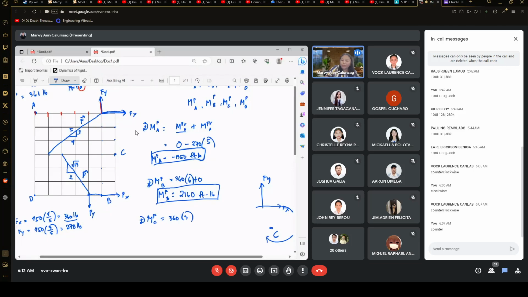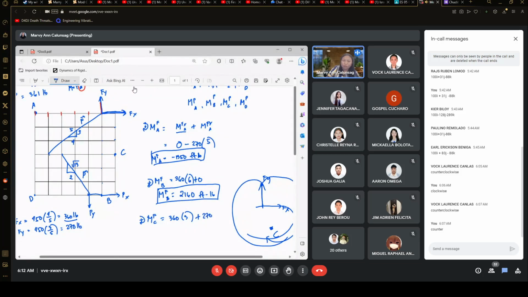How about si Fy? Fy niya, di ara man si C. Unsa may rotation niya, Fy, about ni C? Clockwise, ma'am. Clockwise gihapon. Naaman siya sa right side ni Fy. So, patuyokon largo, clockwise. So, plus, your Fy is 270.